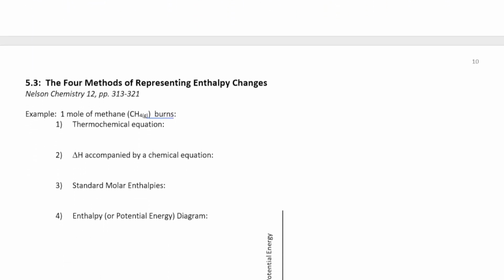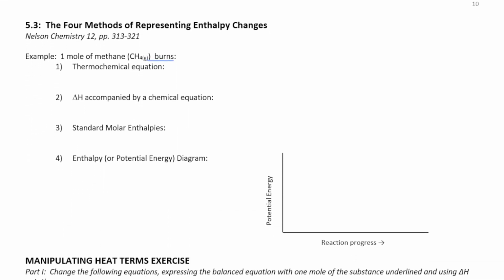There are 4 methods of representing these enthalpy changes. And the first one is a thermochemical equation. And typically for thermochemical equations, we often have whole number coefficients, just for these types. And we also have energy as a reactant or product.